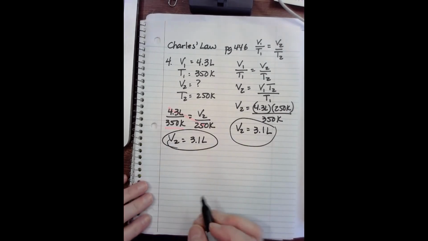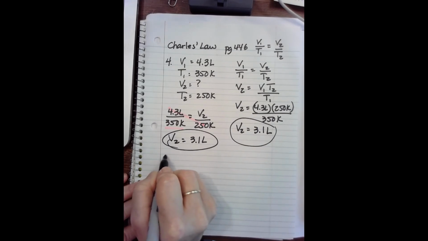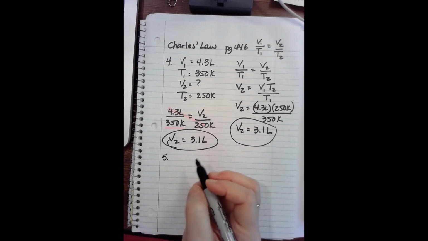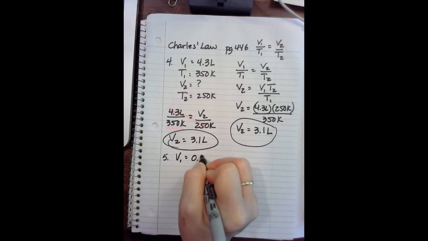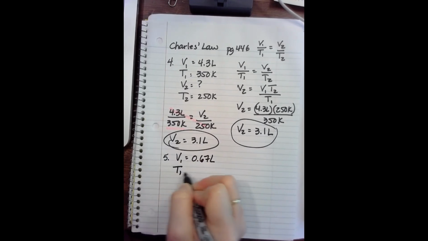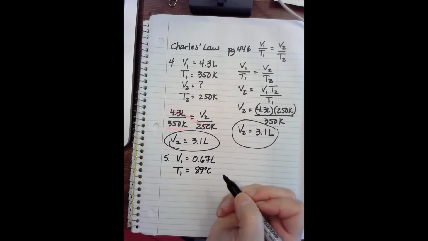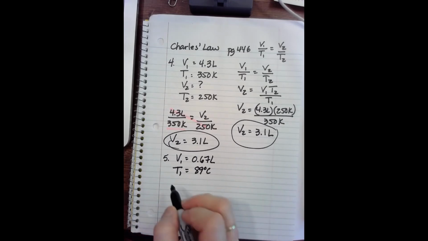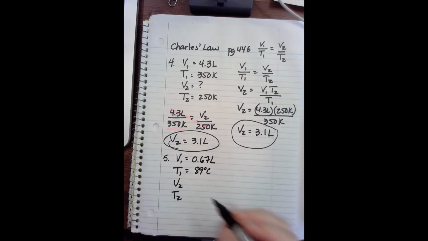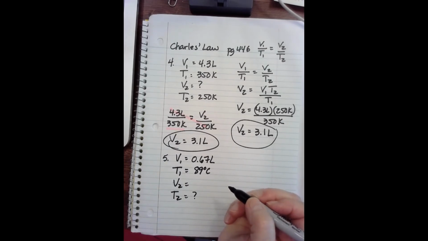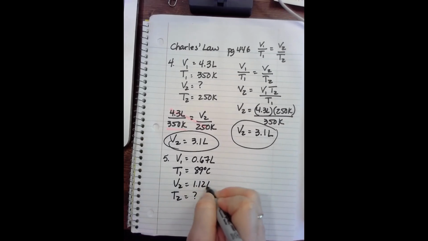Now, let's look at one more example problem here before you get your Charles assignment, which let's do number 5. Number 5 says a gas at 89 degrees Celsius occupies a volume of 0.67 liters. So the volume 1 is 0.67 liters. The temperature 1 is 89 degrees Celsius. It says at what Celsius temperature, okay, so V2 and T2, will the volume increase to 112 liters?